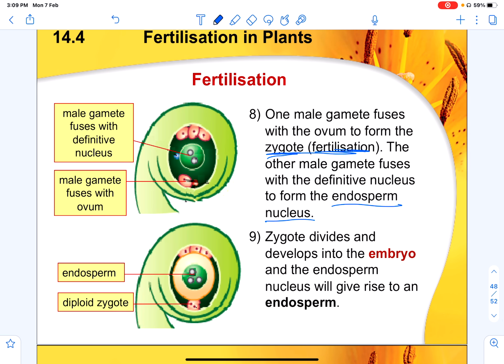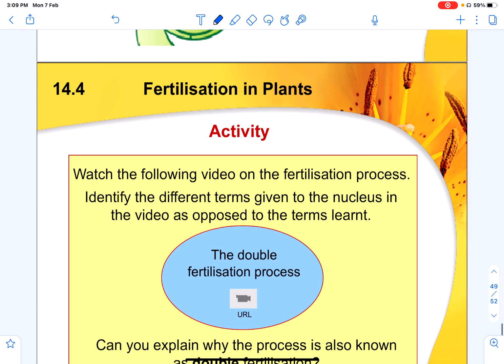During fertilization, because initially you have two male gametes, one of them will fuse with the ovum to form the zygote, whereas the other male gamete will fuse with the definitive nucleus to form the endosperm nucleus. This endosperm nucleus is generally a food source for the whole seedling. So the zygote will divide and develop into the embryo, and the endosperm nucleus will give rise to an endosperm.